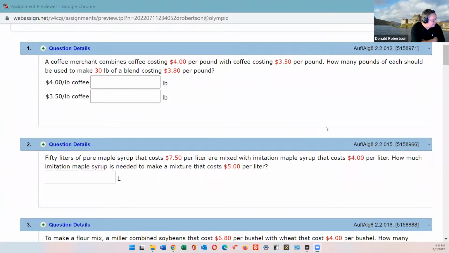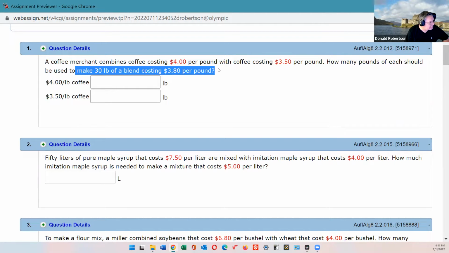A coffee merchant combines coffee costing $4 a pound with coffee costing $3.50 a pound. And we are trying to find how many pounds of each should be used. So the question is, how many pounds of each kind of coffee should be used? And we have to do it so that we make 30 pounds costing $3.80 a pound. So there's a lot going on here. So I'm going to take each piece and kind of break it down.